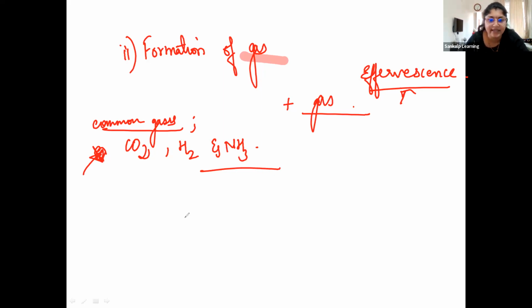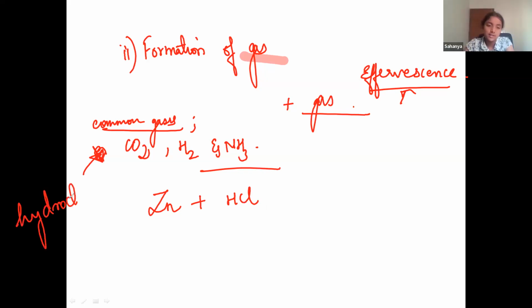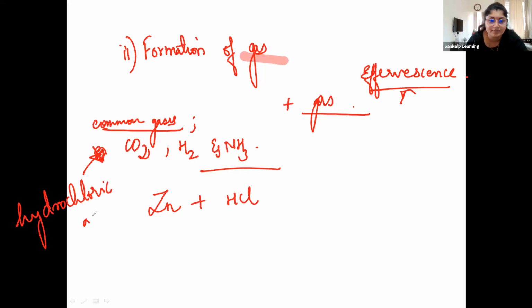For example, zinc granules, meaning pieces of zinc. Zinc is a metal. So zinc metal, when you are adding it with HCl, that is hydrochloric acid. Hydrochloric acid is nothing but your HCl.